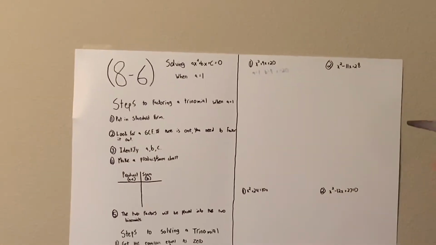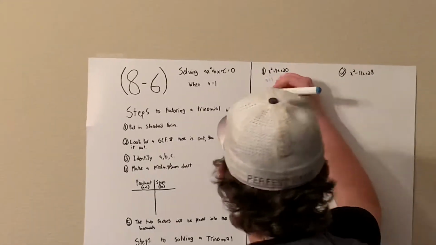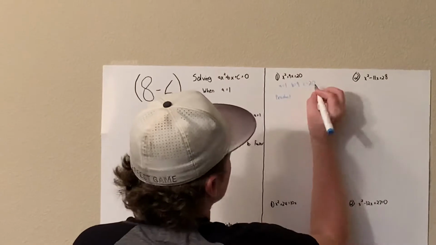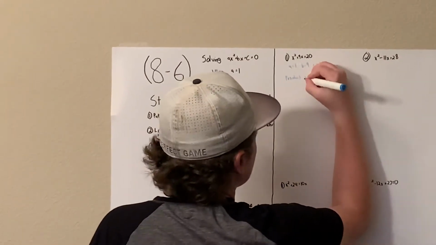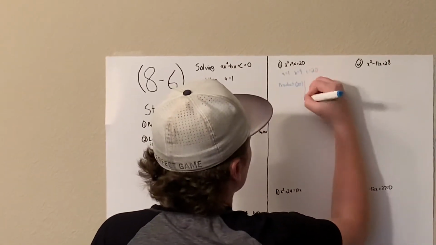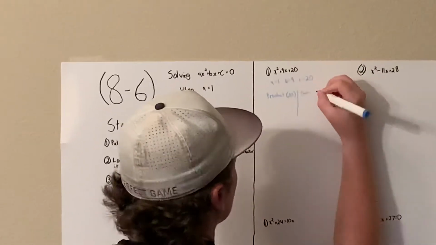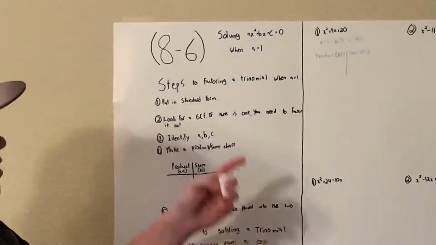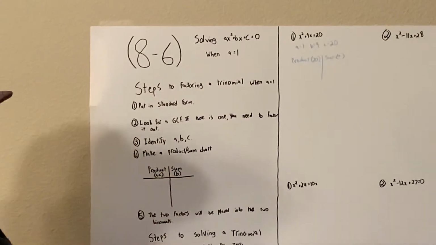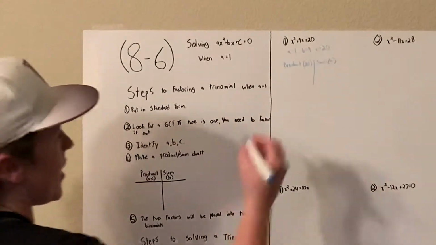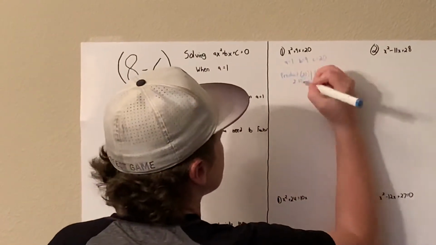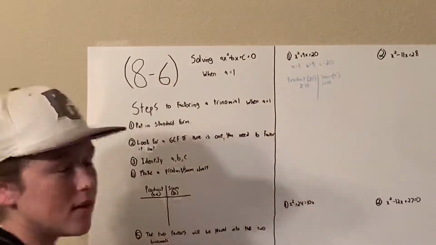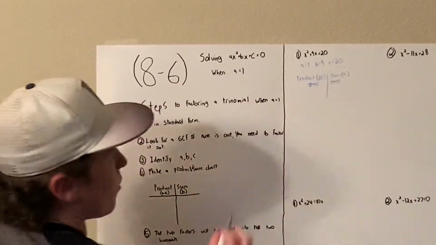Then step 4, make a product sum chart. So the product of 20 times 1, which is 20, and then a sum of B, which is 9. So a product for 20, let's say 2 times 10. 2 times 10 equals 20. 2 plus 10 does not equal 9. So that does not work.